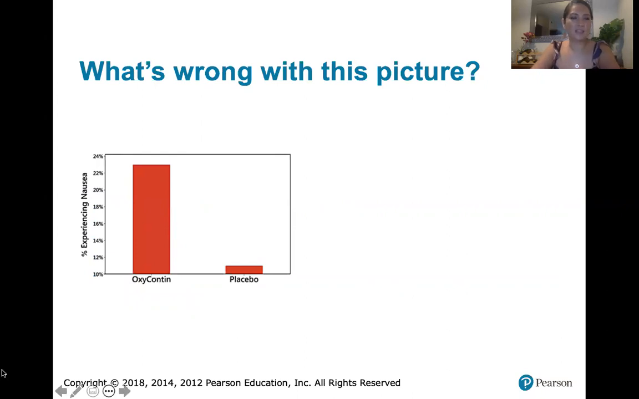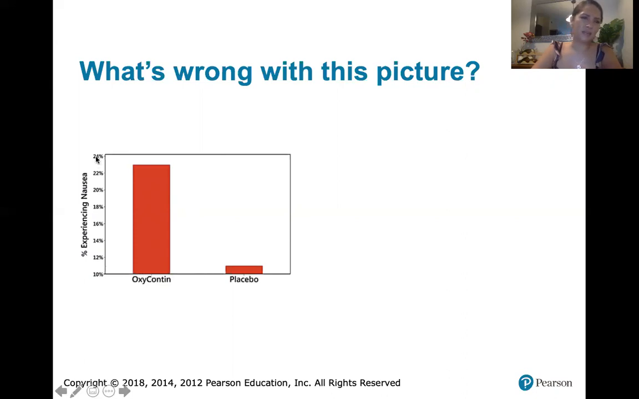Looks like we've got the percentage of people experiencing nausea when they're taking OxyContin versus a placebo. Now, if we don't look at the graph too carefully, it looks like the percentage of people experiencing nausea when they take OxyContin is maybe 20 times the percentage of people experiencing nausea when they take the placebo, but that's not quite accurate. Let's look at the graph more carefully.